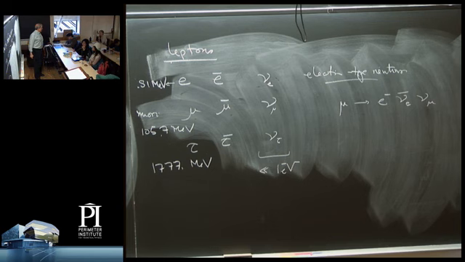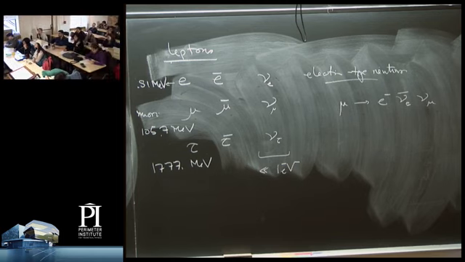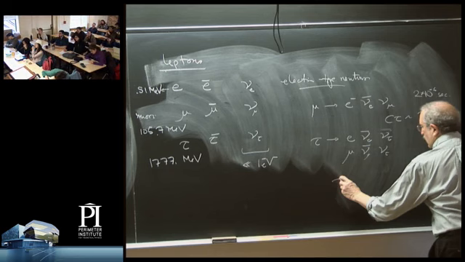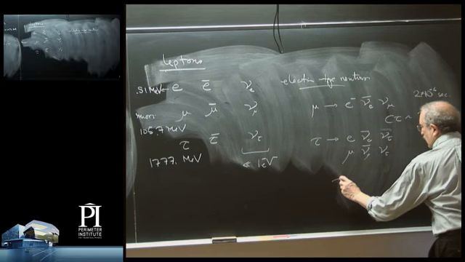Yes? Is there something that tells us there's no more families beyond those 3? People debate whether there's a 4th family. But there's good evidence that there are no more than 3 light neutrinos. We'll talk about that later in the course.